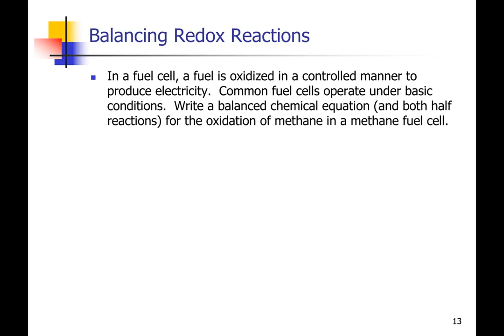So the reactions in fuel cells are still combustion reactions. In this case, we would be reacting methane gas with oxygen gas to produce carbon dioxide and water. And because fuel cells run at ambient temperature, the water would be liquid rather than a gas.